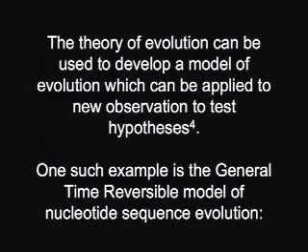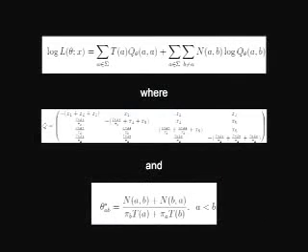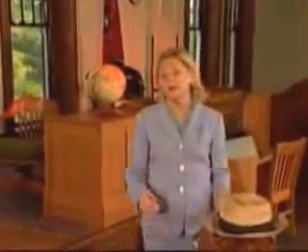The theory of evolution can be used to develop a model of evolution, which can then be applied to new observations to test hypotheses. One such example is the general time reversible model of nucleotide sequence evolution. This is the formula for calculating the log likelihood of the evolution occurring at a single site in a nucleotide sequence. It's a good thing we have computers now. Let me show you how the myths about evolution, having been proven, are created.